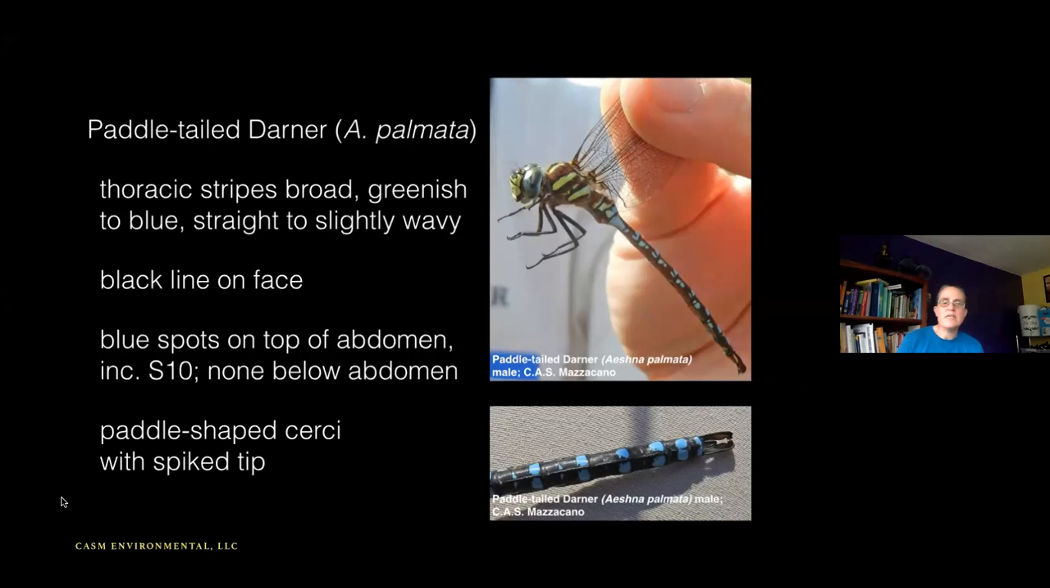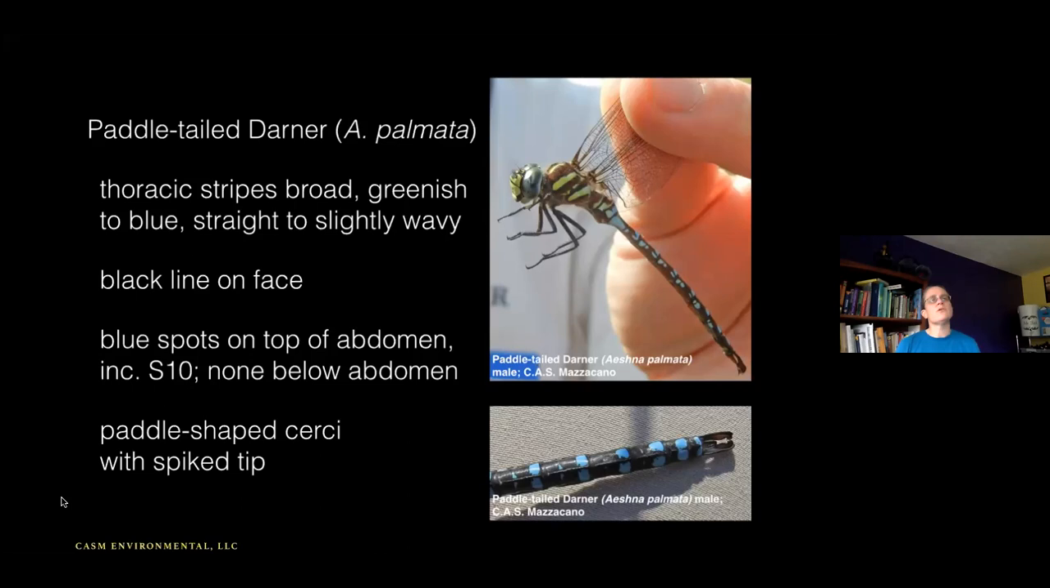So you don't always get to see every single bit of the insect. If you catch it in a net and you've got it in hand, you can look at the thorax, you can look at the face, you can look at the top of the abdomen, flip it over. Oh, there's no spots on the bottom, on the lower half of the abdomen. That's diagnostic too. You might not necessarily be able to see all of those features if you are chasing it and you're trying to get a photo, because remember, these things have really good eyesight and it can be hard to get close to them, to get a net on them.